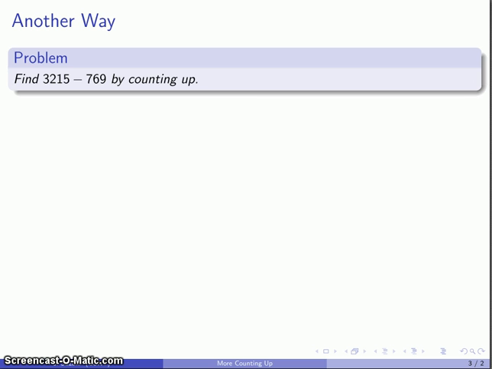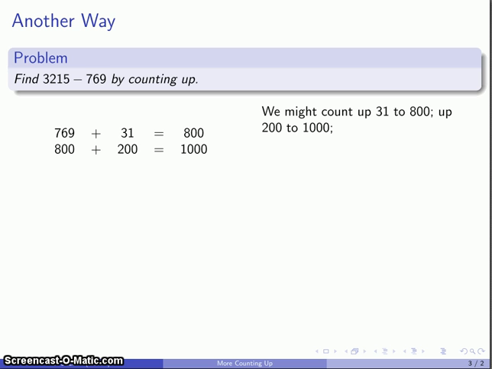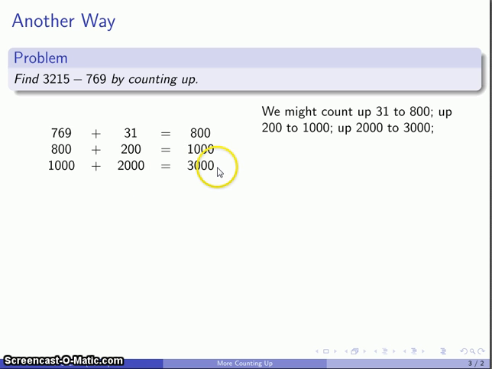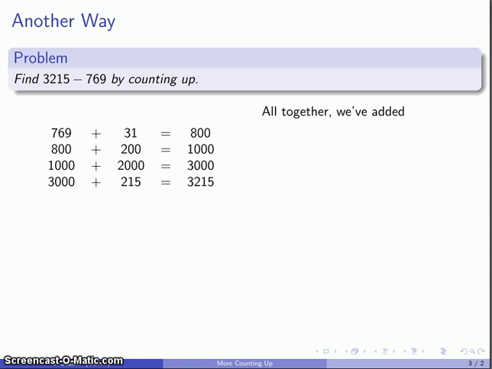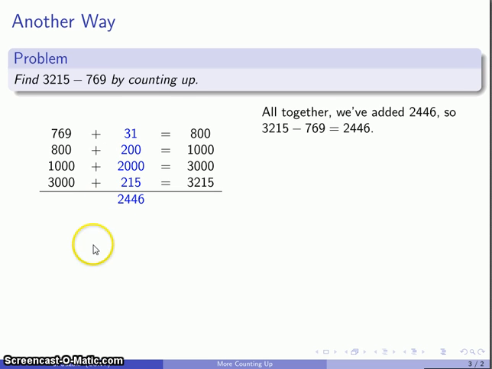Again, same problem, but this time we're going to start at 769, and you might say, I know that if I add 31, I'm going to get to my 800. And then from there I could count up by 200 to get to 1,000. I can count up by 2,000 to get to 3,000, and then up 215 to get to my goal, 3,215. Altogether I've added up 2,446. Same answer as before. So here's a slightly different way of doing exactly the same problem by counting.